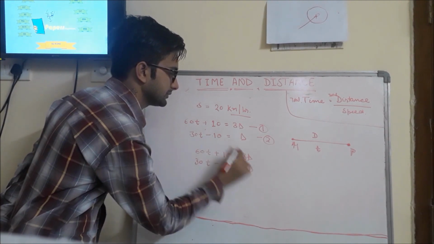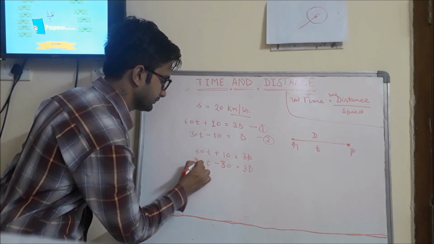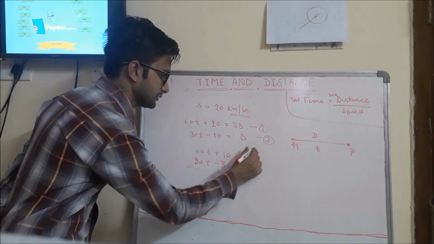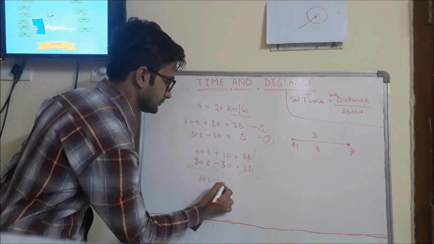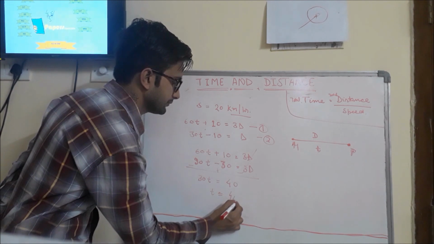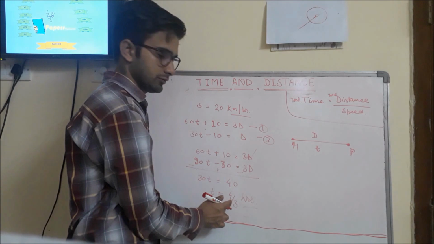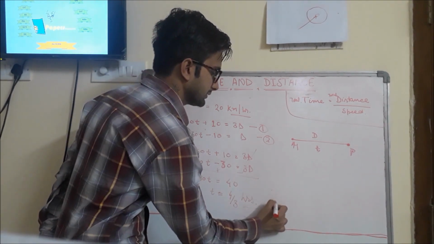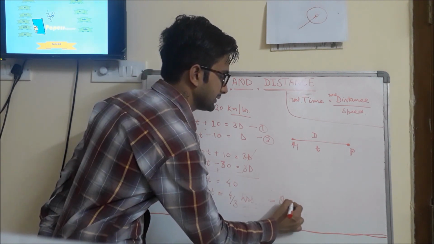So multiply this equation by 3. So it will be 30t minus 10 multiplied by 3, which gives 90t minus 30. Subtract it, so this is gone, and you will get 30t is equal to 40. So t is equal to 4 by 3 hours. Remember this is in hours, so you can convert it into minutes by multiplying by 60. So it will be 4 by 3 multiplied by 60, which is 80 minutes.